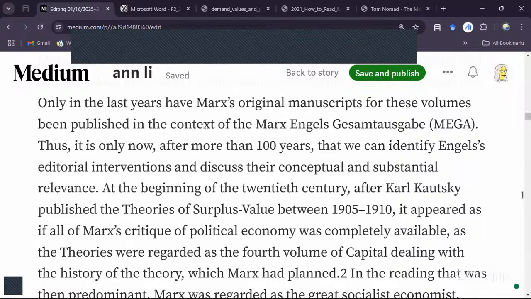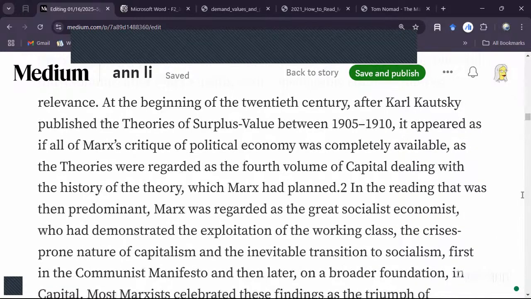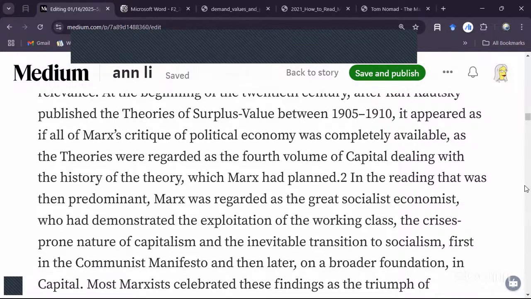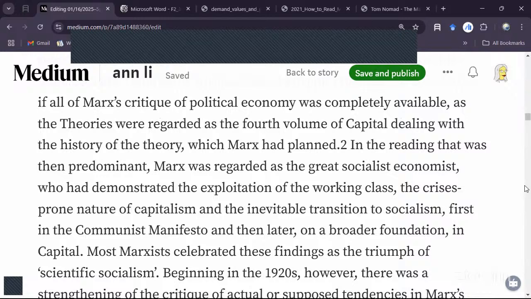At the beginning of the 20th century, after Karl Kautsky published the theories of surplus value between 1905 and 1910, it appeared as if all of Marx's critique of political economy was completely available, as the theories of surplus value were regarded as the fourth volume of Capital dealing with the history of the theory, which Marx had planned. In the reading that was then prominent, Marx was regarded as the great socialist economist who had demonstrated the exploitation of the working class, the crises-prone nature of capitalism, and the inevitable transition to socialism, first in the Communist Manifesto and later on a broader foundation in Capital.